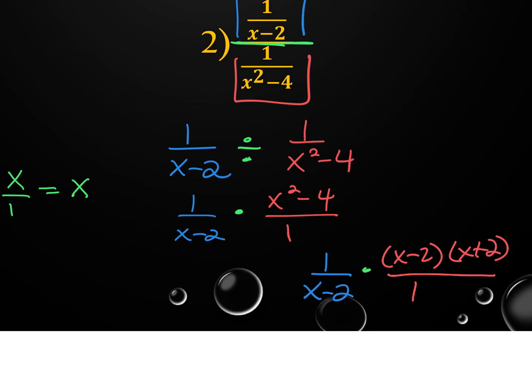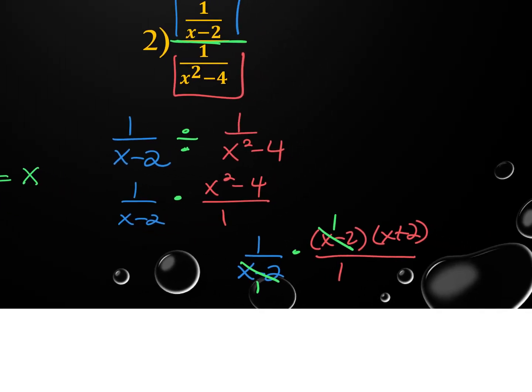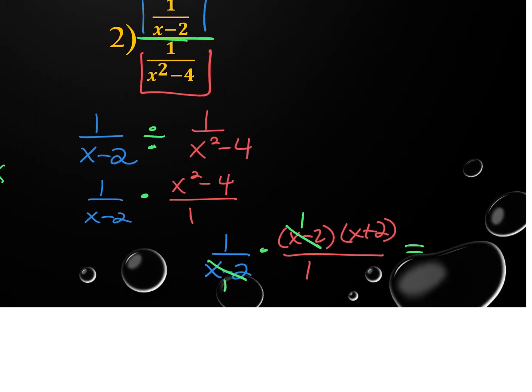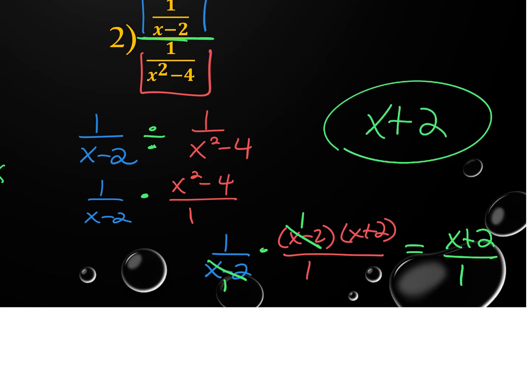And now I look for things to cancel. I can cancel the x minus 2's. What remains is a 1 because I'm doing something divided by itself. And now I'm going to multiply what's left. And what remains here is 1 times x plus 2, which is just x plus 2 over 1. And again, the final answer is just x plus 2. You don't need to write the 1 in the denominator. So essentially, we are just dividing the numerator by the denominator.